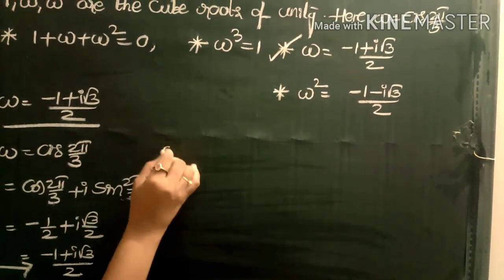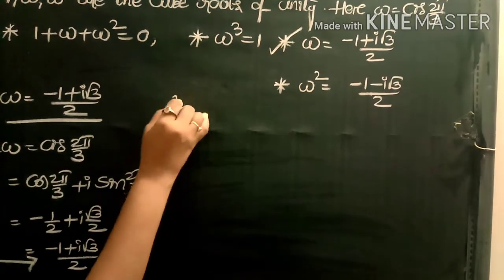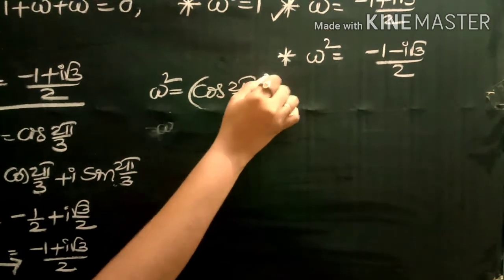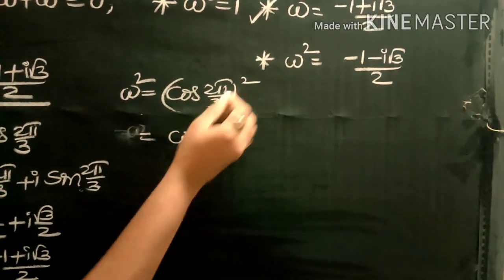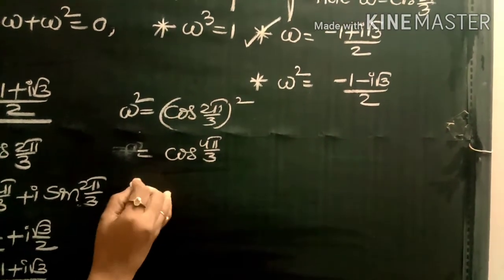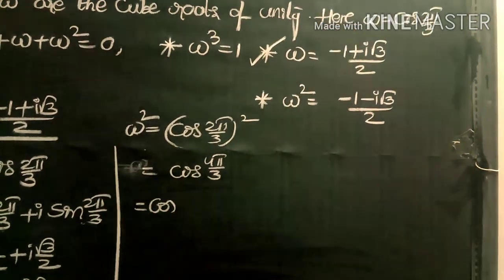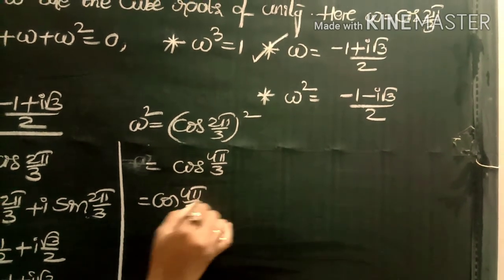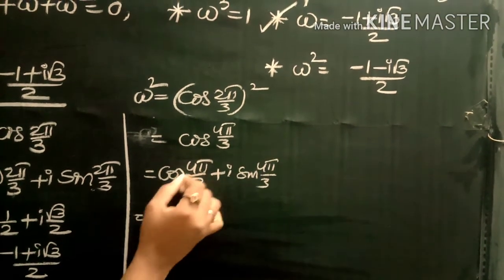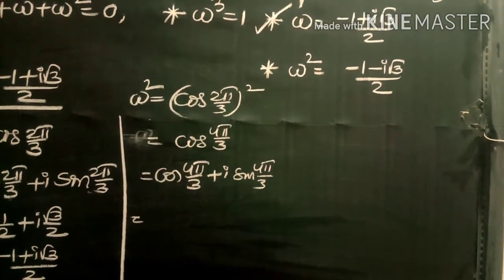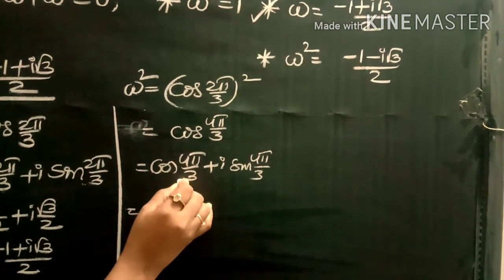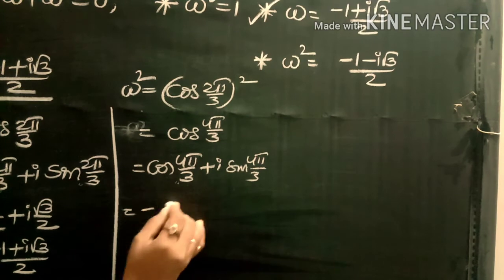Next, coming to the second result, omega square. Omega square is equal to cis 2 pi by 3 whole square. Using cis n theta, that is cis 4 pi by 3, 2 into 2 pi by 3, 4 pi by 3. Now this is equal to cos 4 pi by 3 plus i sin 4 pi by 3, and cos 4 pi by 3, 4 into 60, 240. 240 is equal to 180 plus 60. 180 plus 60, third quadrant, cos negative, minus cos 60.